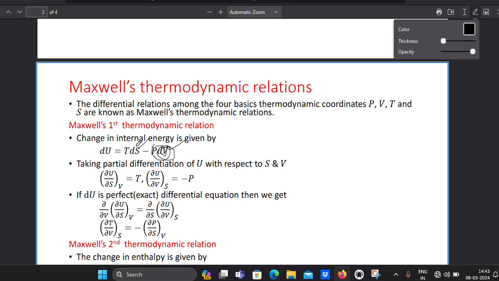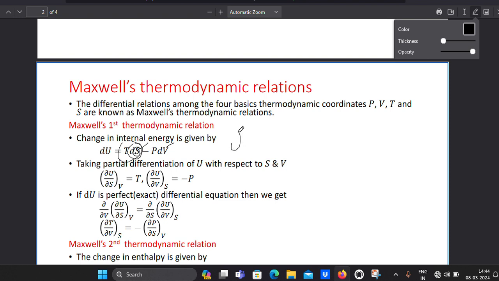Alright, and from TdS, bring dS to this side, then dU by dS is equal to T. So like this you have to calculate. Next time, second time, keep S constant and do the differential with V only. When you keep S constant, dS is 0, so this term cannot appear. Then dU = -PdV.